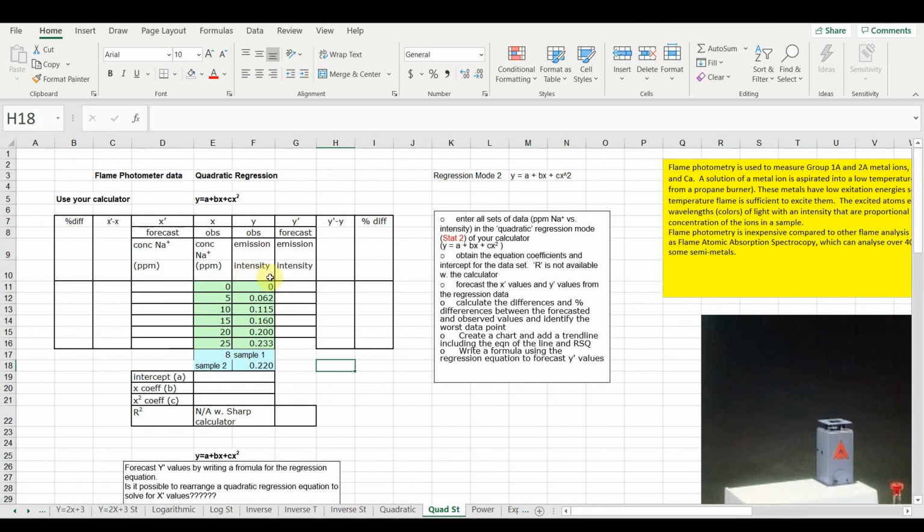Here's a data set. This is the emission intensity as measured by the photometer. Here are the concentration of the standards, and here is the emission of an unknown sample. So I'd like you to enter this in the quadratic regression mode of your calculator, and then forecast y prime and x prime and all the rest that you see here in your sample, and get as much information here as you can. When you do that, I'll come back and we'll talk about what this means, and we'll work on it in Excel at the same time.